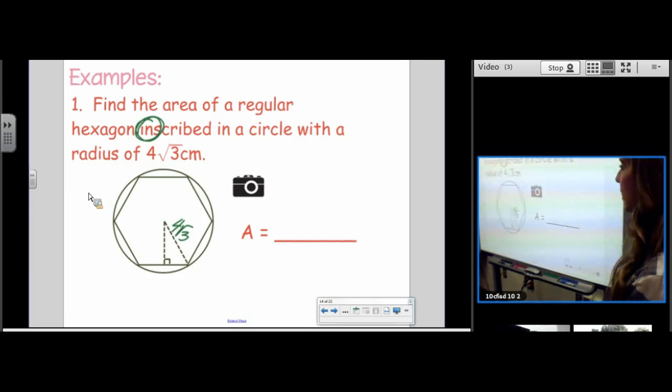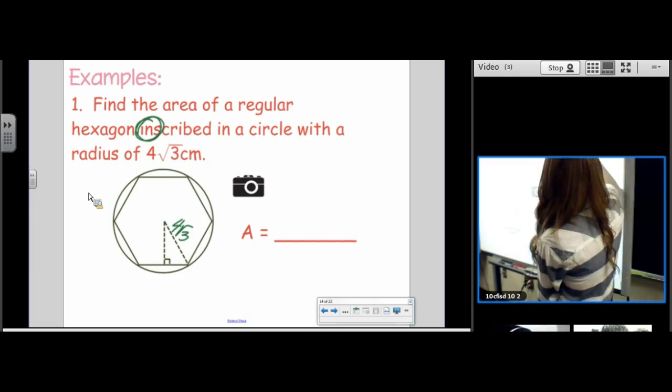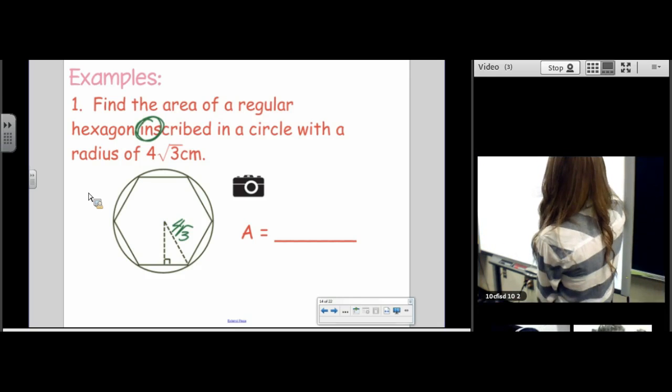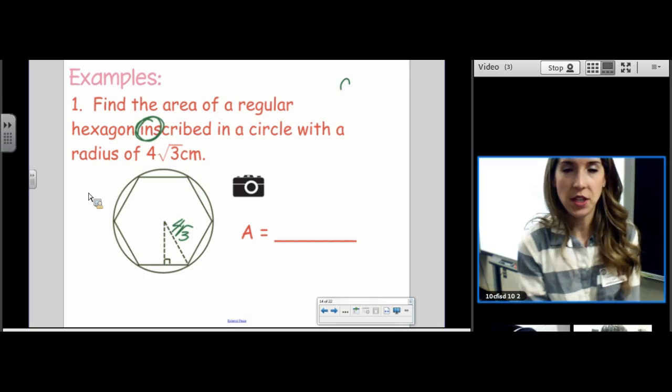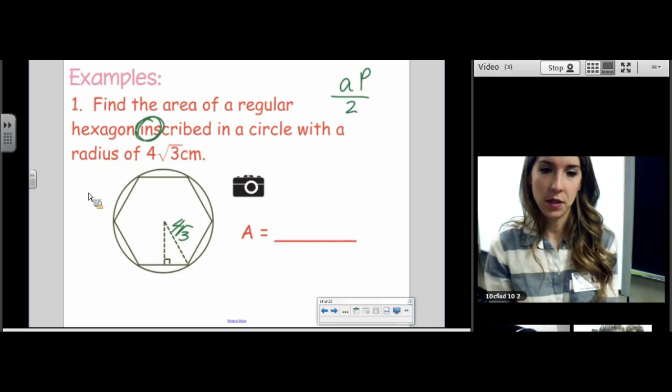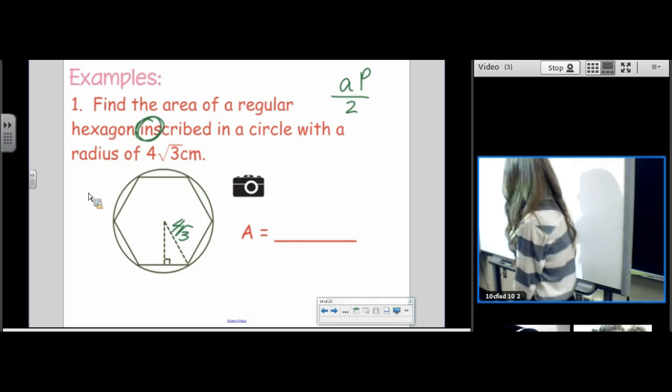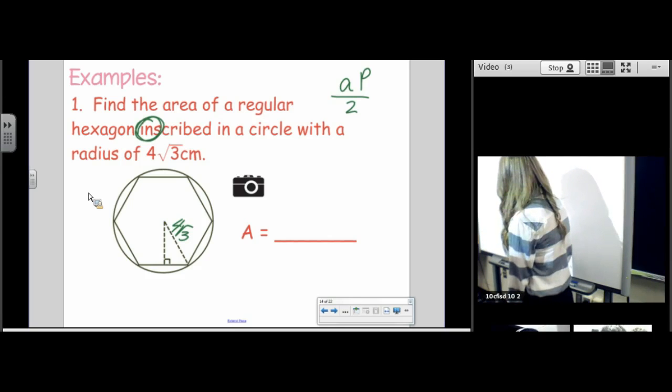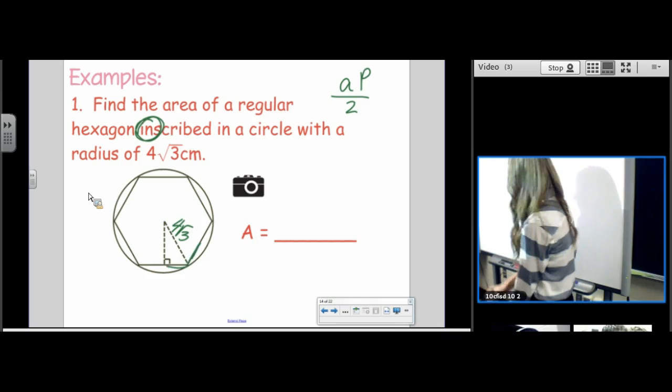Now we need to find the area. We know the formula is apothem times perimeter divided by 2. So we have some work to do. Is hexagon one of our special cases? Absolutely. We know that this angle is 120, and when 120 gets cut in half, you get 60 and 30.